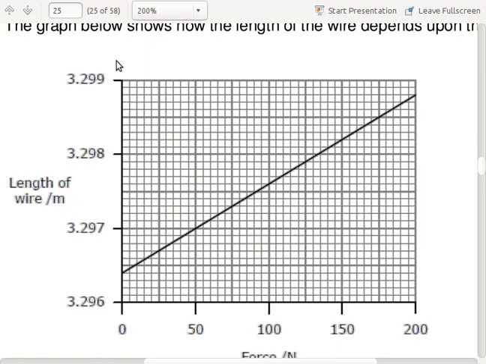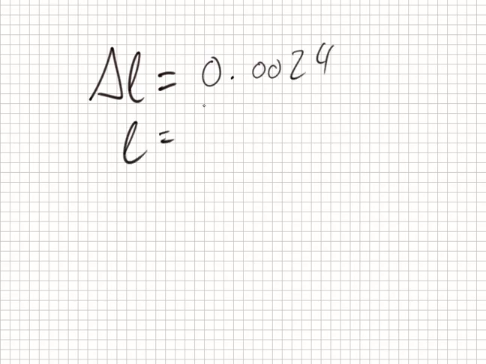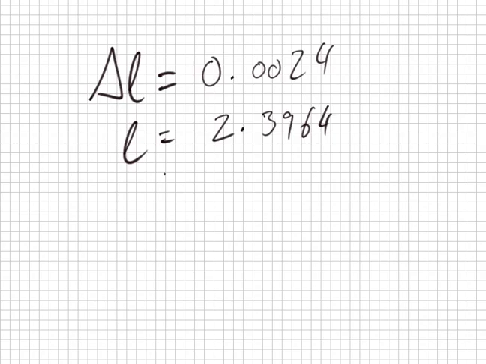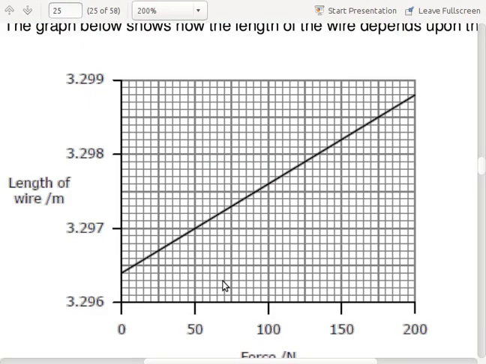Now please take them away from each other and you can give me the extension. So what's the delta L here? 0.0024. And what was the original length I gave you? 3.2964. Good. Now what else do we need? We need a force. So the force here is 200 at the end. So write down F equals 200. Now, do I have enough information now to get Young's modulus?